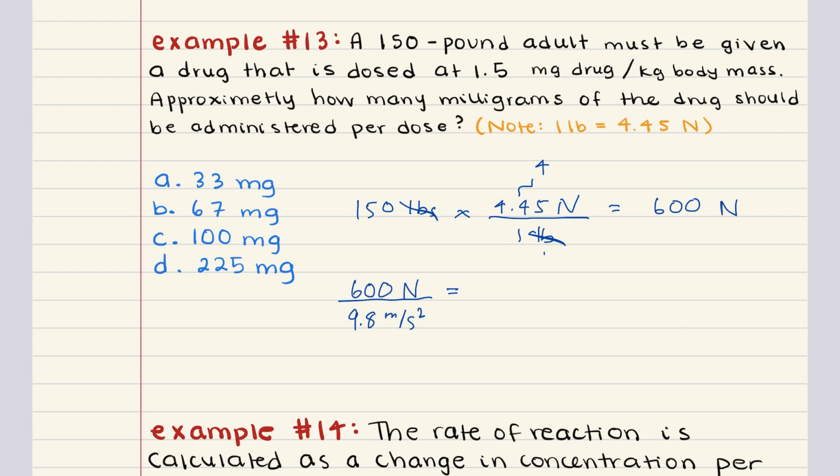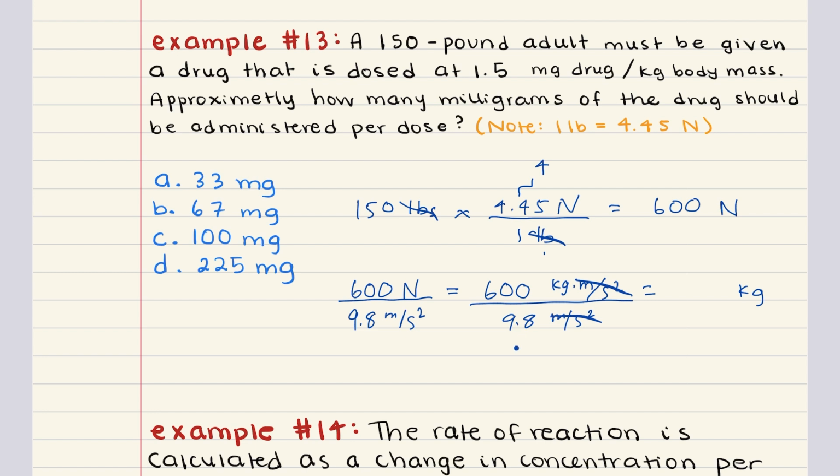Now I'm going to expand newtons. 1 newton is equal to 1 kilogram times meter per second squared. So I'm going to write it in that form. I want to do this because it becomes clear what units cancel out and what unit our final answer is going to have. Meters per second squared cancel out. Our answer is going to have units of kilograms.